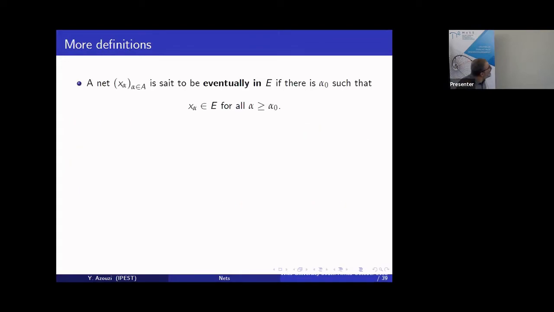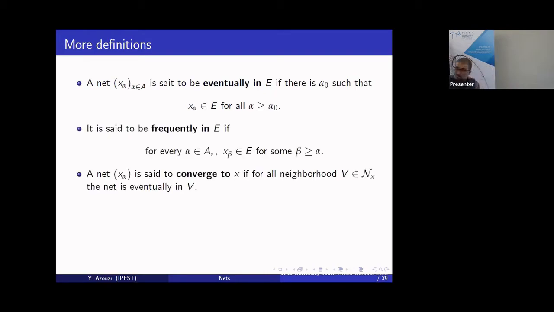Okay. Now I will give three definitions. We say that a net is eventually in some set if this set contains a tail of the net, so the set contains X_α for α greater than or equal to α0. And this is used in the definition of convergence. And we say that the net is frequently in A if for every rank we can find a rank greater than or equal to this one such that the net belongs to A. We can say that the net visits the set A often. So it's used for the definition of cluster point or subnets, a generalization of the notion of subsequence.